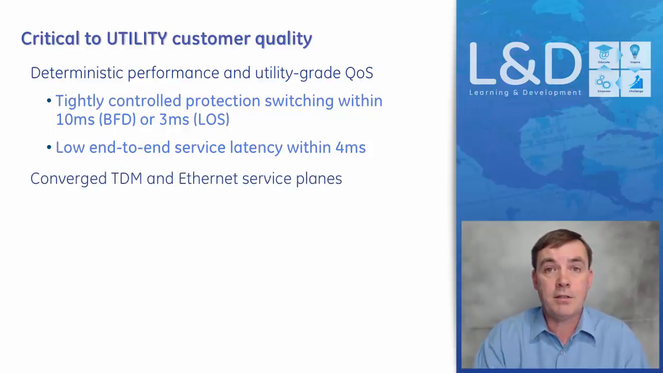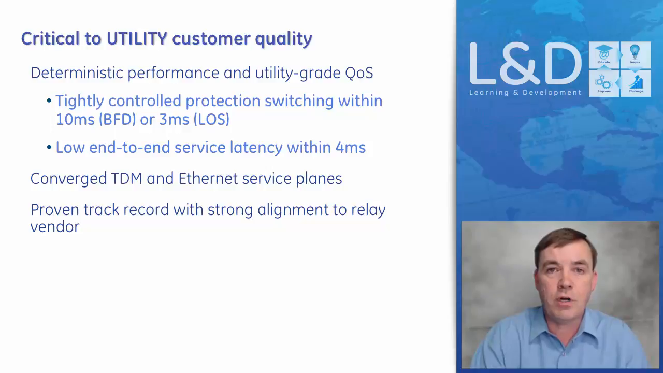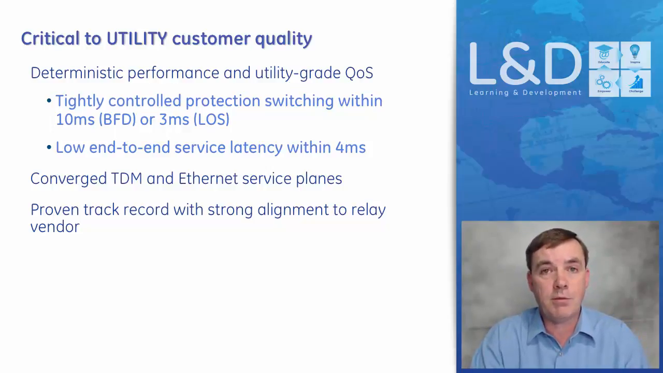Converged TDM and Ethernet service planes: you don't want to buy different boxes to do all these different things and then have all the complexity of bringing them all together. You want your solution to be able to handle both TDM and Ethernet services and applications all in one platform. For whatever solution you choose, you want to make sure that it's got a really good, tight, strong alignment with your relay vendor because it's supporting your most critical applications.